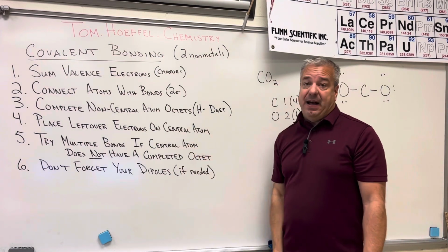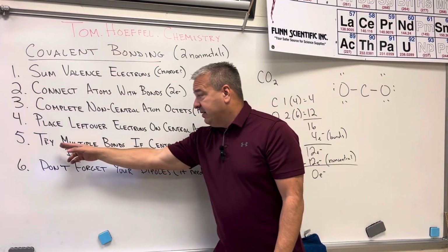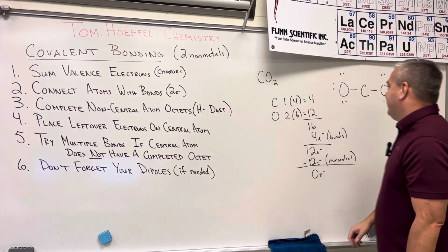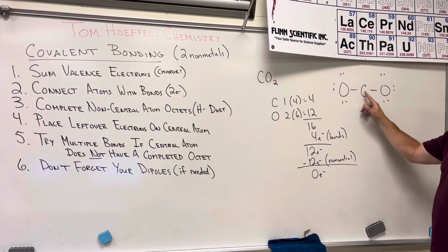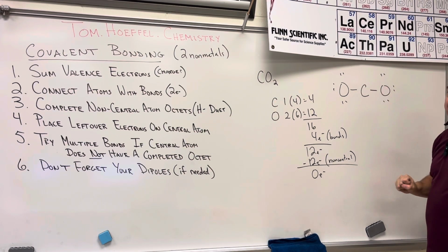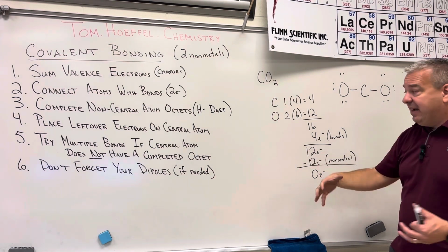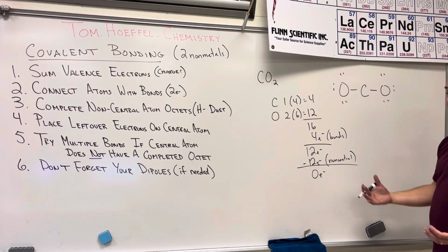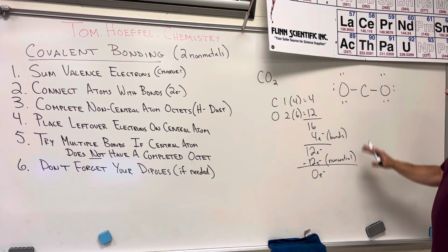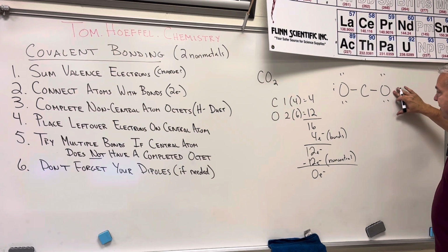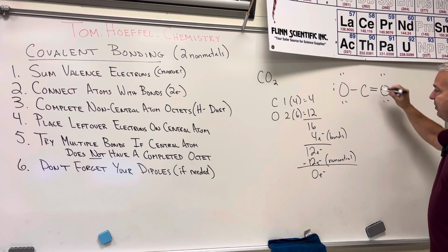And this is where step 5 comes back into play. It says try multiple bonds if a central atom does not have a completed octet. There are only 2, 4 electrons on the carbon, and it wants to get up to 8. It wants to have a complete octet, so we have to try multiple bonds. Remember, we're not going to pull anything off of the central atom. We're going to pull them off of the non-central atom, and then we share those electrons.